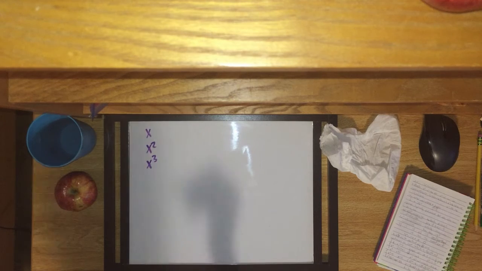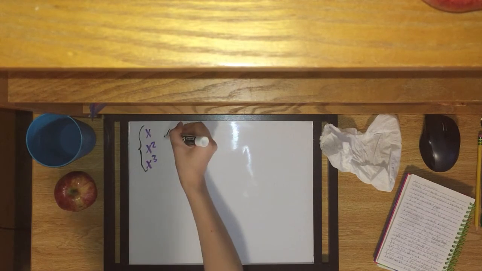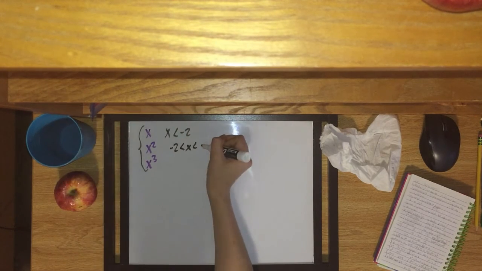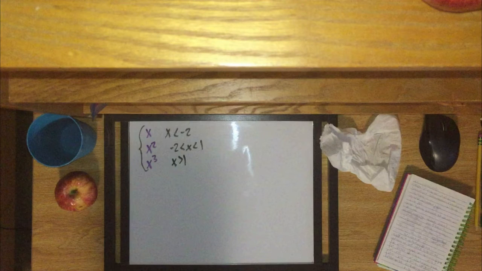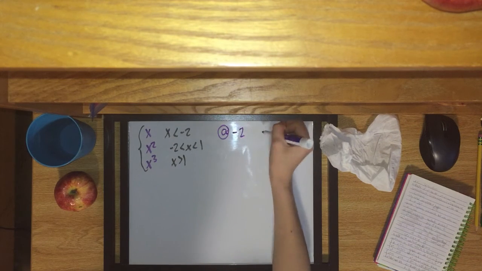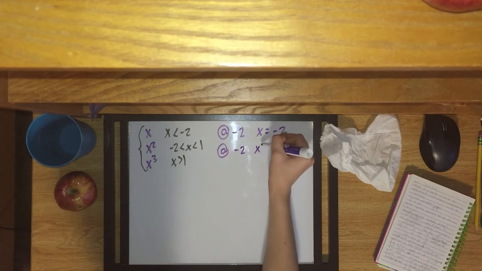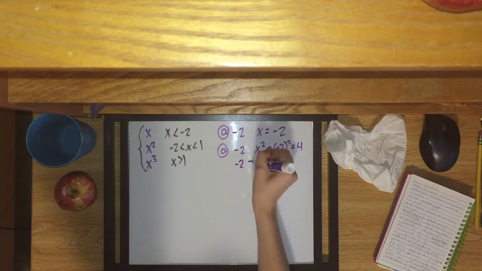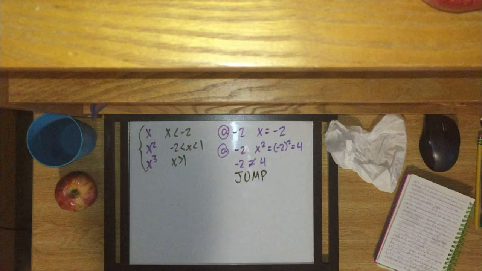On to question number 2. Here we have a piecewise function, so mostly what we're going to be checking for is whether or not there's any jumps here. The jumps are going to be at the points where it switches function. So let's check at the points negative 2 and 1. At negative 2, x is equal to negative 2. X squared is equal to negative 2 squared, or 4. Negative 2 does not equal 4, so there must be a jump at x equals negative 2.